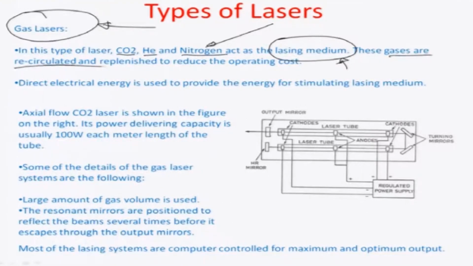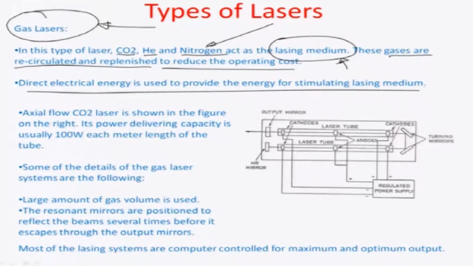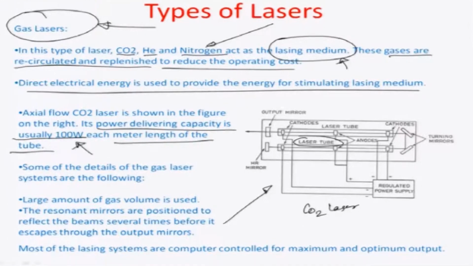These gases of course are recirculated and replenished, and this reduces the operating cost of a laser. In some of the cases, direct electrical energy is used to provide the energy for stimulating the laser medium. For example, this right here shows a CO2 laser, where you can see that there is a lasing tube and there are these electrodes, the cathode and anode, which produce a discharge, and it is the discharge which produces the further population inversion as well as the stimulated emission. So, the power delivering capacity of the CO2 laser is usually about 100 watts per meter of the length of the tube.